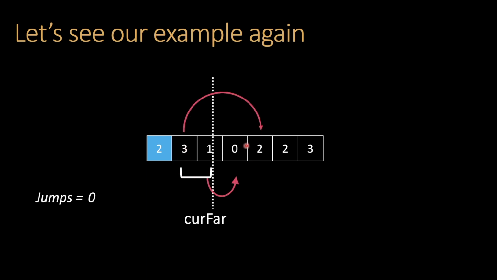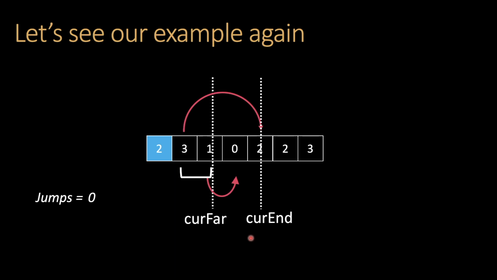For 3 we can reach here, and for 1 we can reach here. So considering this block, we can reach max of here. So what will be this? This will be our current end.